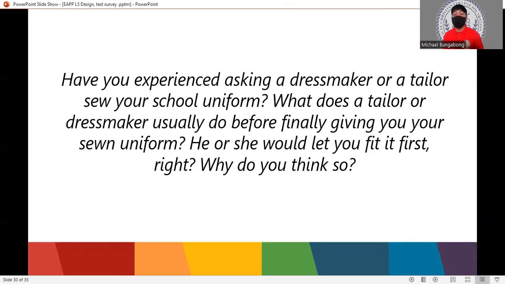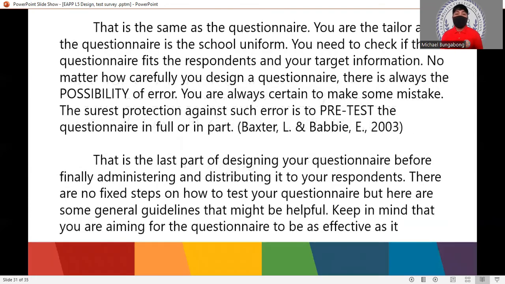So same with the questions. We wanted to make sure that we designed the questions suited or fitted to your respondents. That's the meaning of that. Okay, that is the same as the questionnaire. You are the tailor and the questionnaire is the school uniform. You need to check if the questionnaire fits the respondents and your target information.